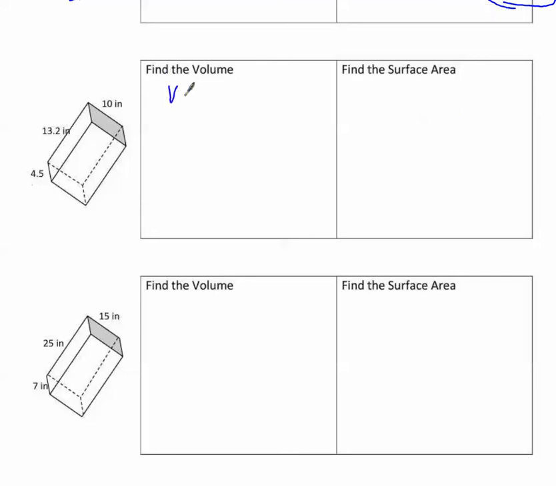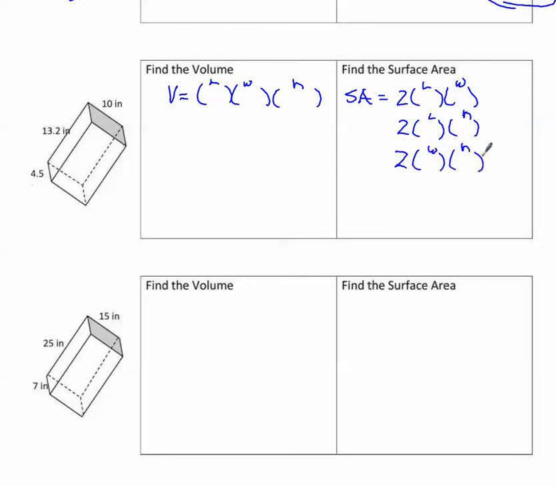So when we go to find the volume, volume equals length times width times height, and surface area equals 2 times length times width, 2 times length times height, 2 times width times height. And we need to label. We're going to label a length, a width, and a height. And like I said, it doesn't matter which one is which, as long as they're perfectly labeled. So the length, let's do the volume, is 4.5. The width is 13.2. And the height is 10.